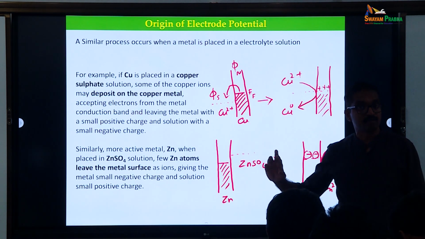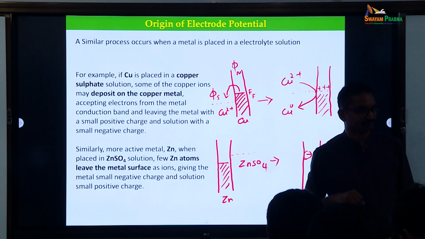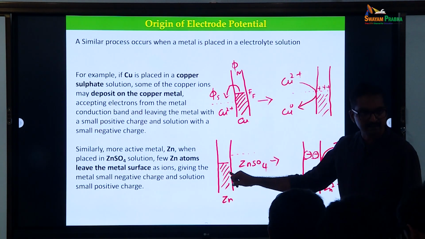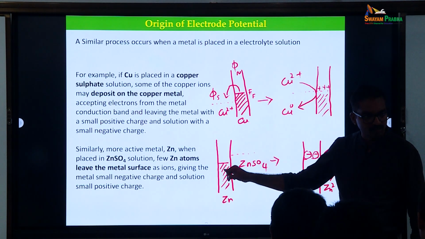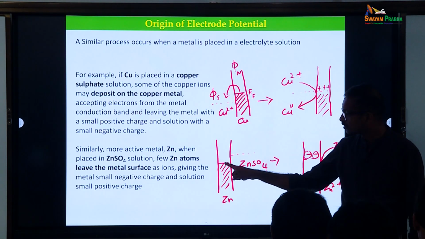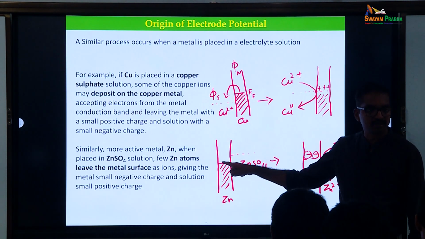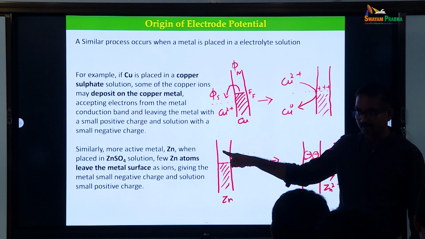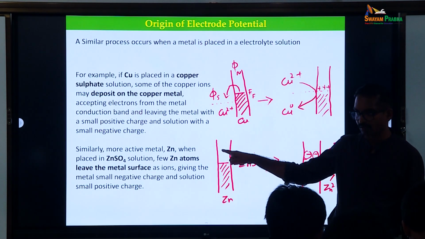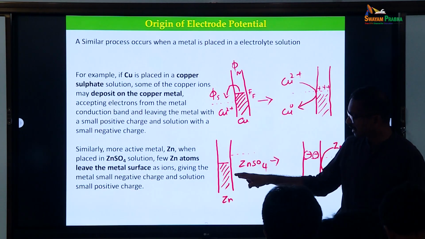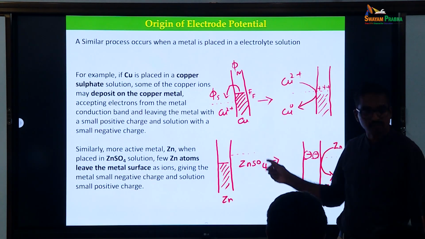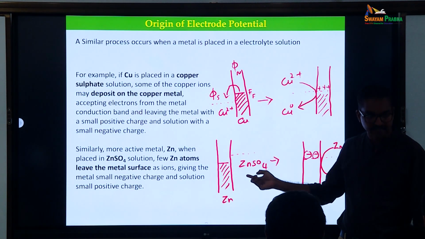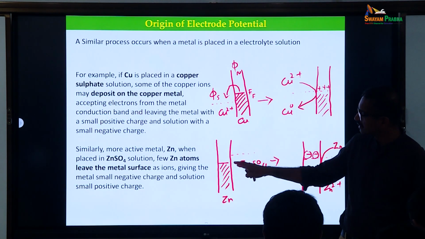So your zinc metal will become negatively charged, your solution will become positively charged, right? Then what happens? You have an interface like this which has a potential, okay? A potential developed automatically. That's the potential we have listed in the electrochemical series, right?